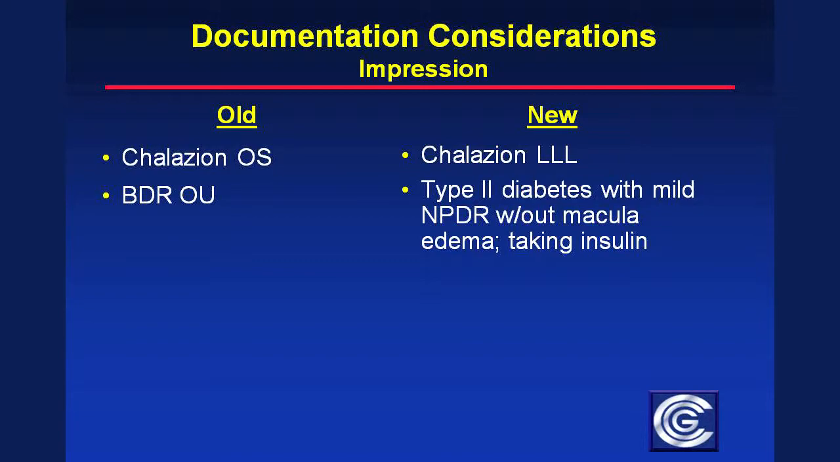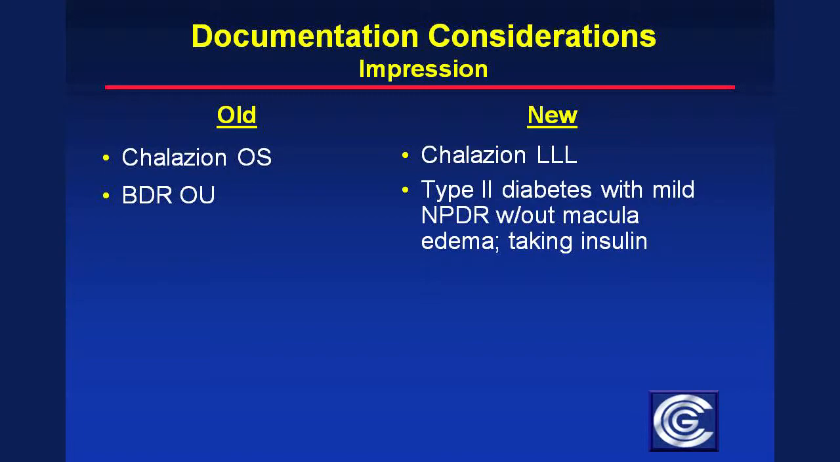For many ophthalmologists and optometrists, current chart notes are insufficient to select a code. This is one area that will need some work. Chalazion left eye is weak. Chalazion left lower lid is better.